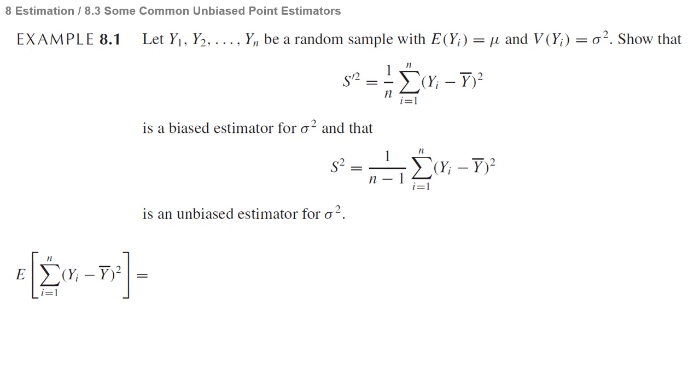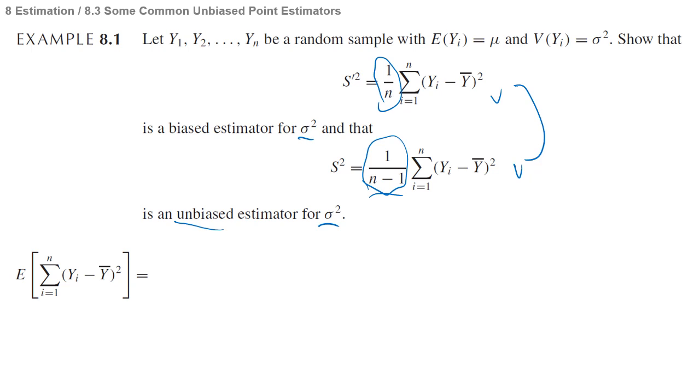Okay, let's move on to example 8.1. Let y1, y2, up to yn be a random sample with expected value of yi equals mu and variance of yi equals sigma square. Show that this is a biased estimator for sigma square, and this is an unbiased estimator for sigma square. The difference of these two, the multiplying constant is 1 over n or 1 over n minus 1. And if we use 1 over n minus 1, then it is an unbiased estimator for sigma square.